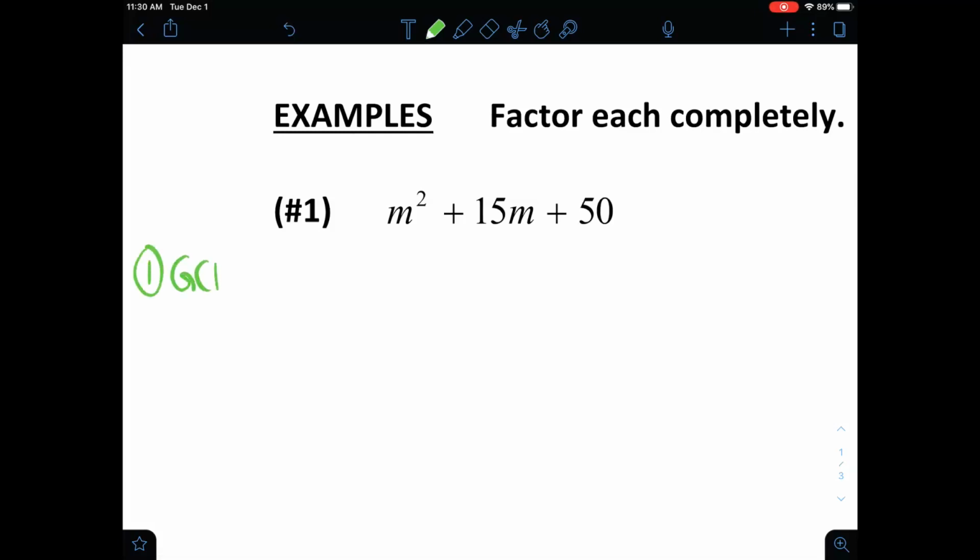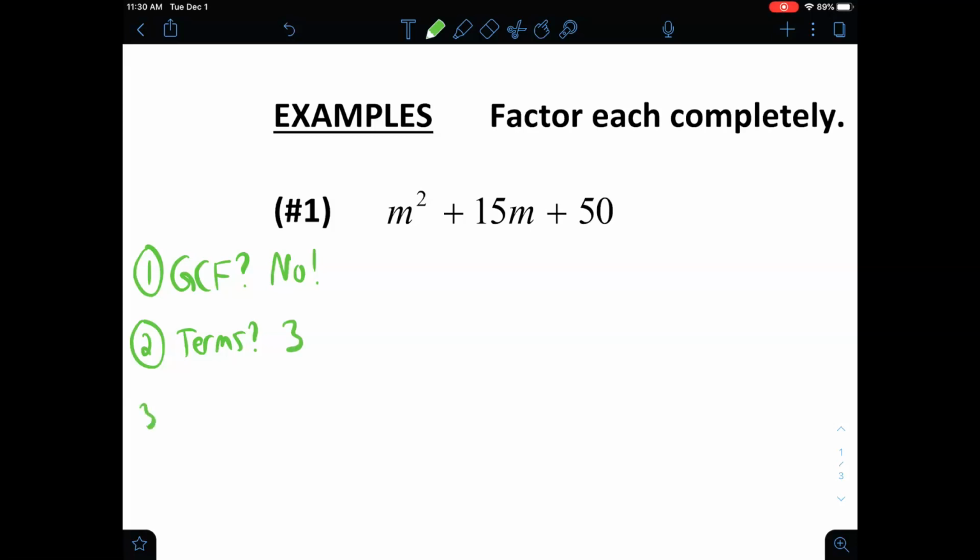Step 1 is always GCF. Do we have a GCF for these problems here? Well, this is a 1m squared, so no numbers. This one doesn't have an m over here, so there's no GCF. Second step is to check for terms.